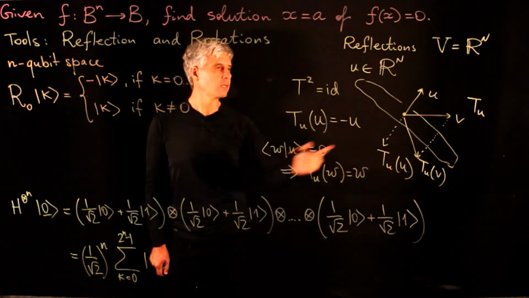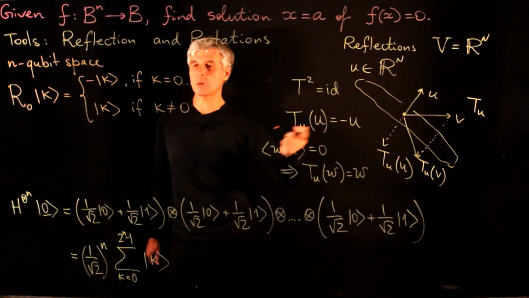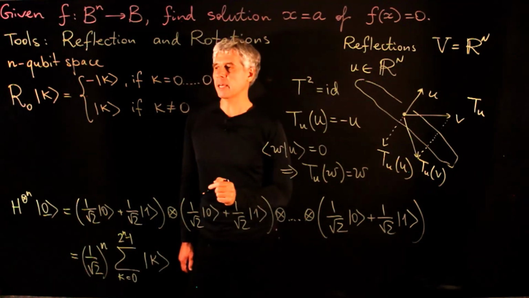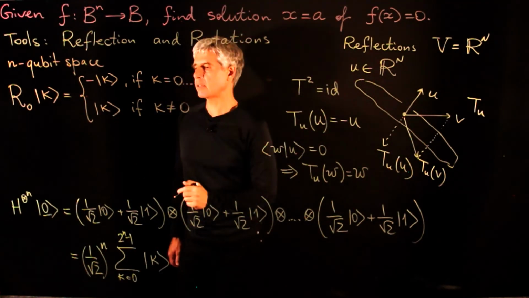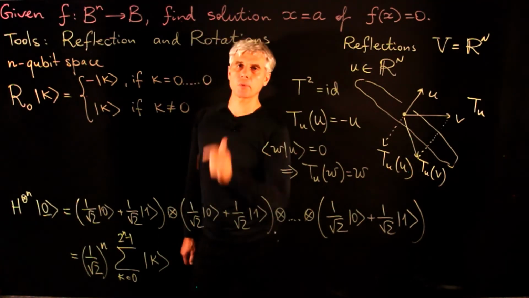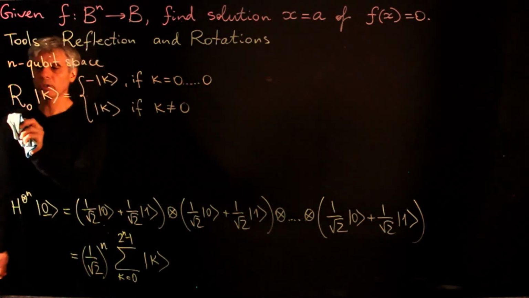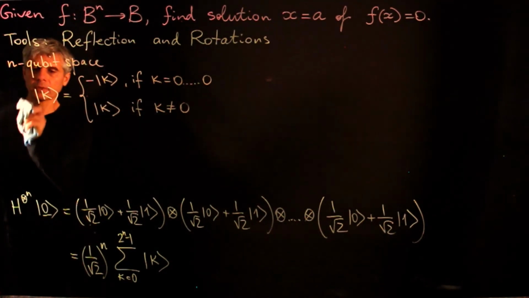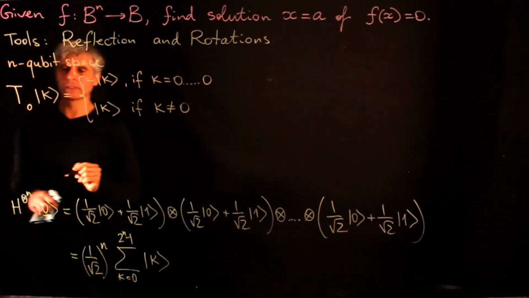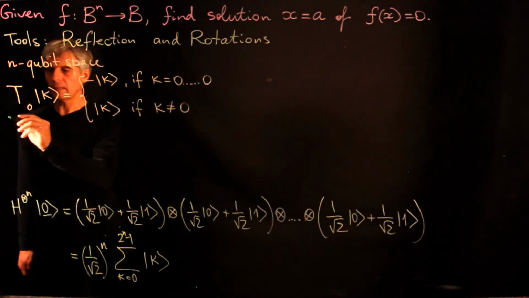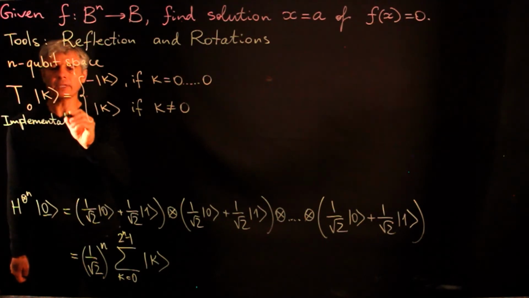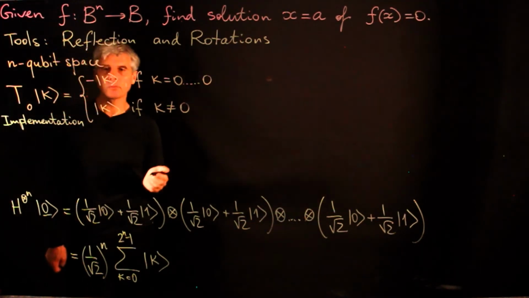So here we see that geometrically this is a reflection, because we have one eigenvector with eigenvalue -1, and all other eigenvalues are equal to 1, and their eigenvectors are perpendicular to each other. Okay, let me make a small correction. I want to call this not R0, but T0. R will be reserved for rotations, and so this will be a reflection T0. Now let us discuss implementation of this reflection using quantum gates.